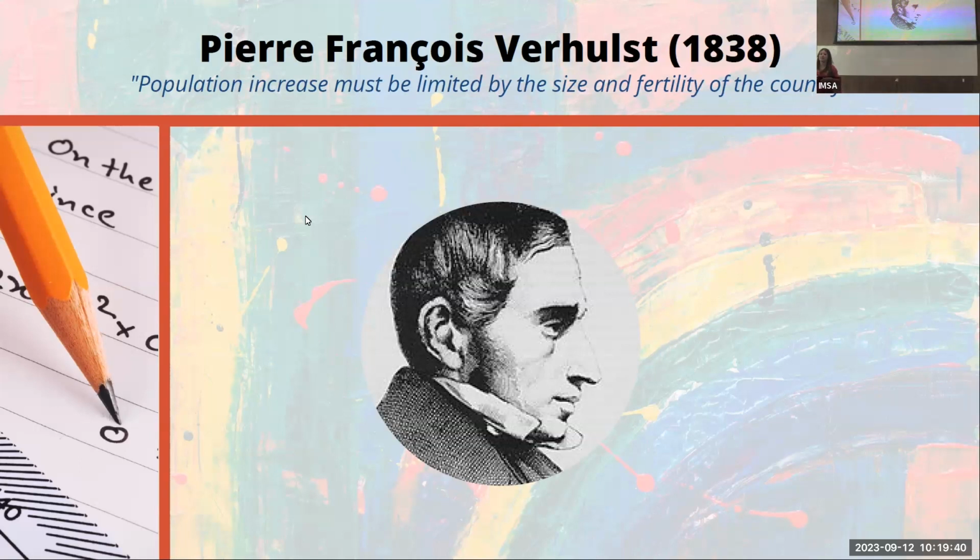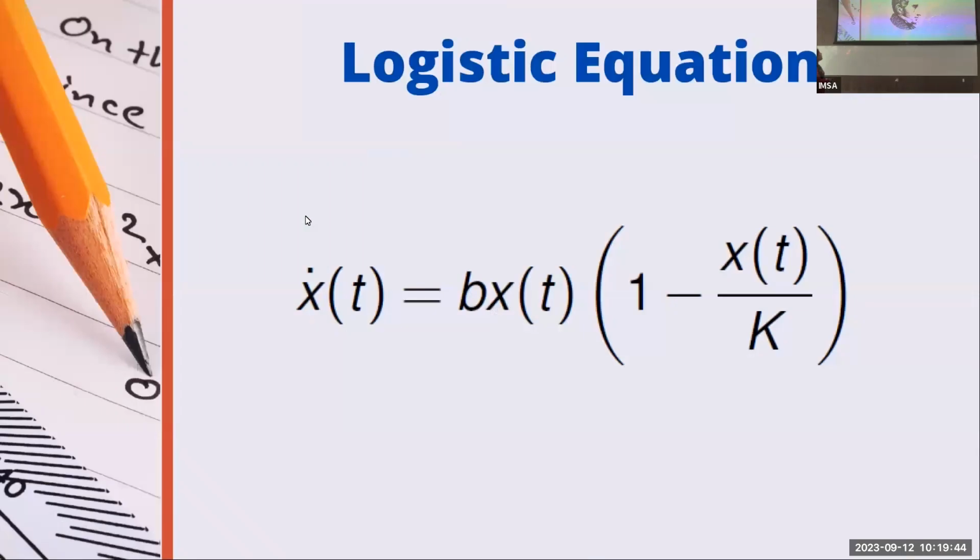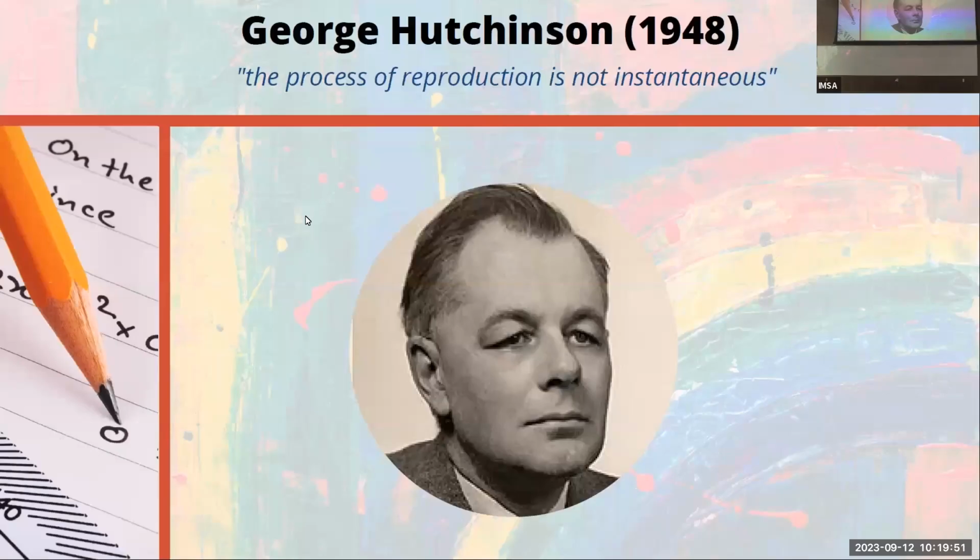And here we have the logistic equation that's very famous, that everybody saw at some moment. So here's the logistic equation. And then some years later, Hudson was one of the first to start to think that something should be adjusted in the logistic equation.